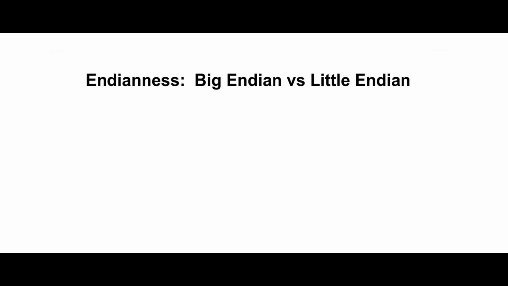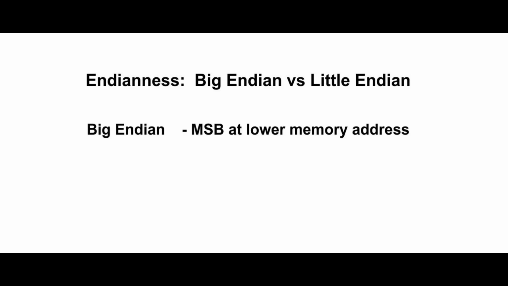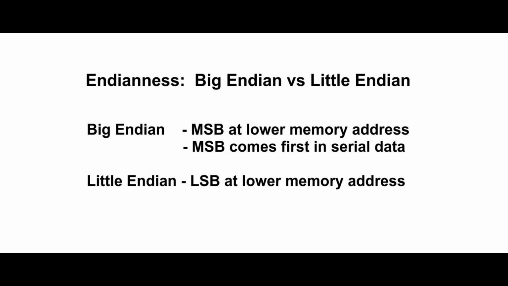Now that term that I brought up to begin with, endianness. Endianness is how they describe whether something is big endian or little endian. Big endian means that the most significant byte, or the high byte, is at the lower memory address, or it comes first in a serial data stream. Little endian means the least significant byte is at the lower memory address, or comes first in a serial data stream.